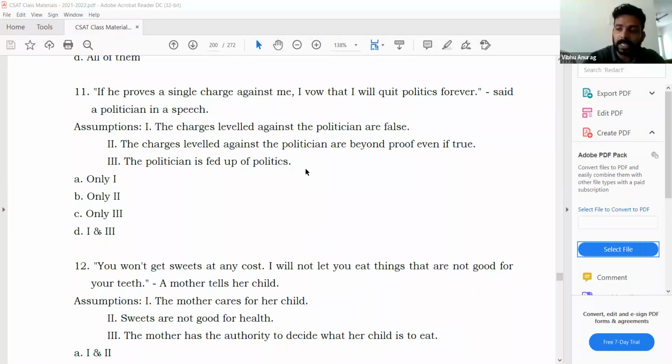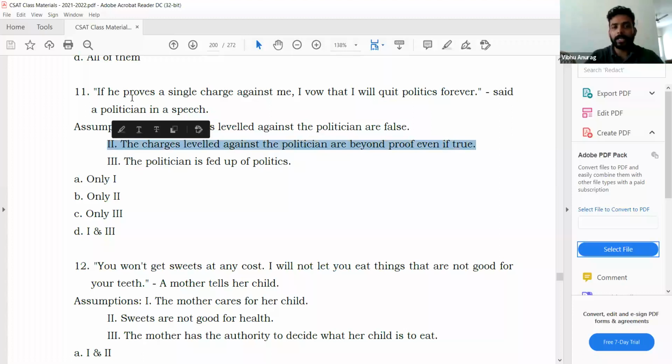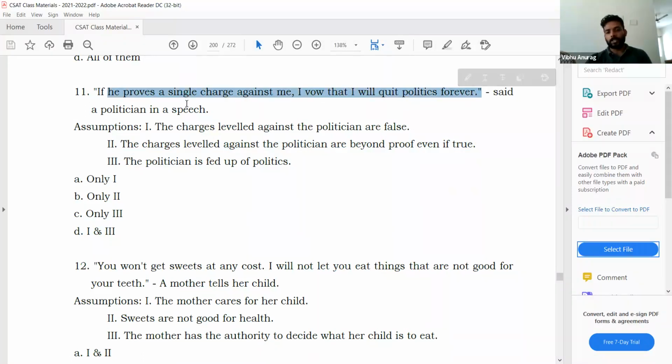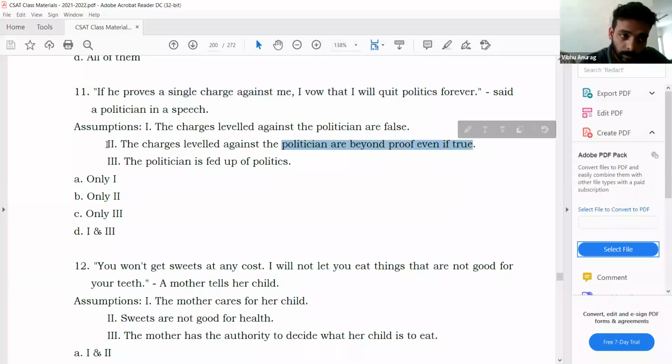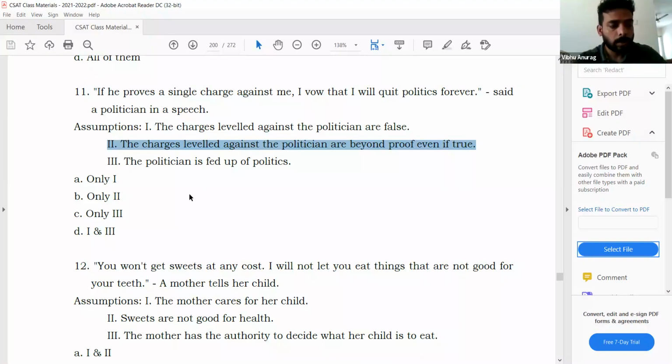Second one, the charges leveled against the politician are beyond proof even if true. This is a valid assumption. He believes nothing can be proven. See, he's saying if he proves a single charge, I vow that I will quit politics forever. So he believes that the charges leveled against him cannot be proven, are beyond proof even if true. Are you getting it? Whether he's guilty or innocent, we don't know what he believes because he's not talking about that. All he's saying is no one can prove anything. Okay? I hope you're able to understand.